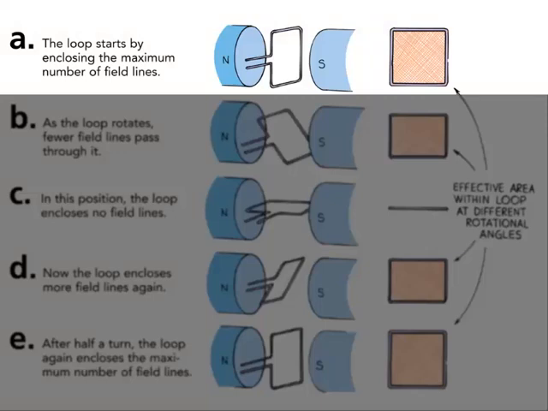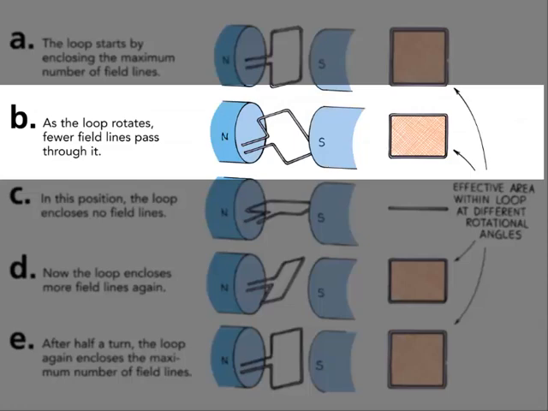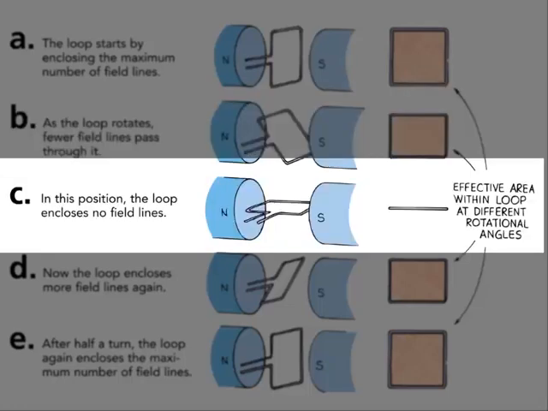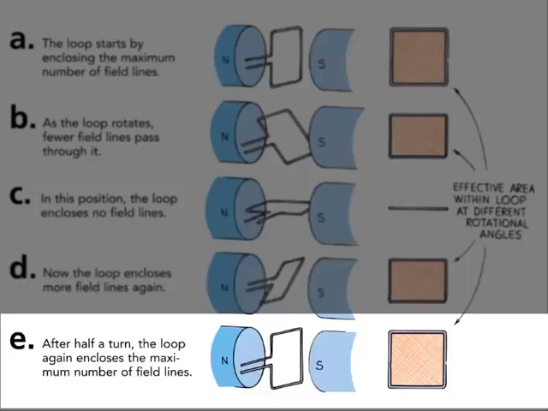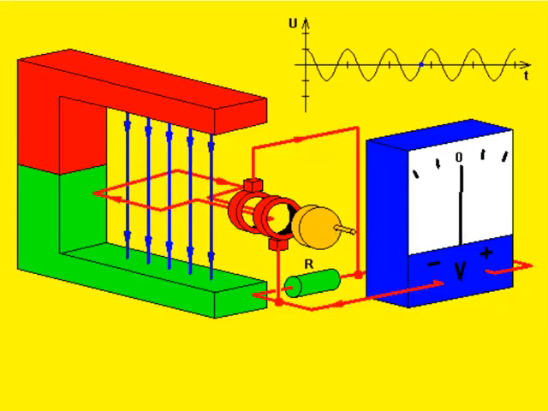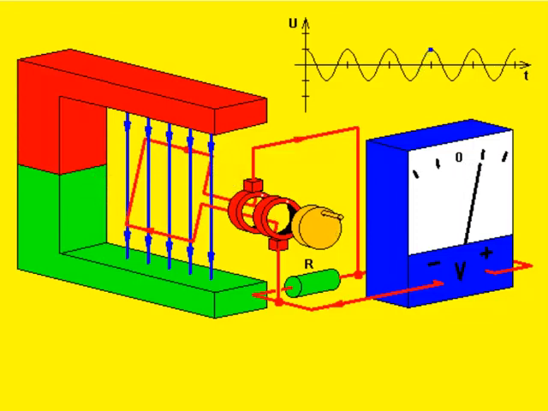Starting perpendicular to the field, the loop has the largest number of lines inside. As it rotates, the loop encircles fewer of the field lines until it lies along the field lines, when it encloses none at all. As rotation continues, it encloses more field lines, reaching a maximum when it's made half a revolution. The magnetic field inside the loop changes in cyclic fashion.